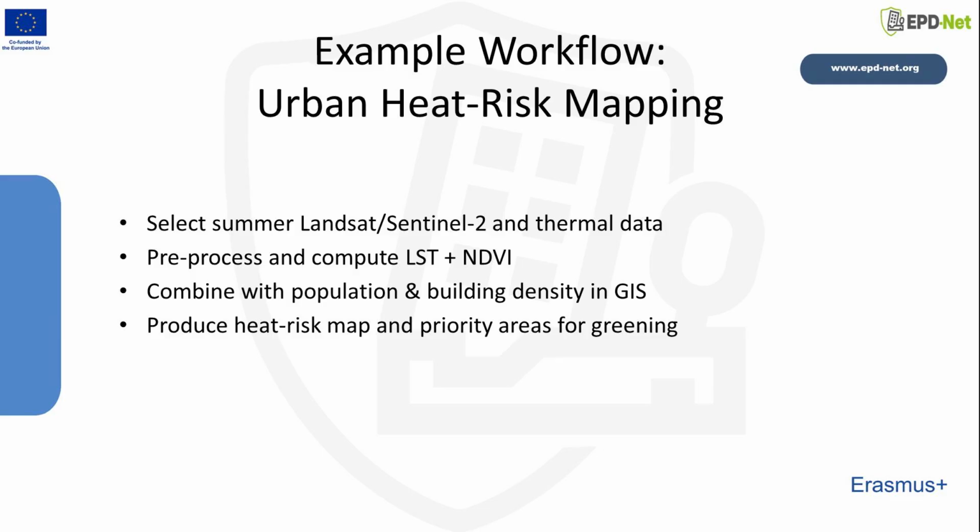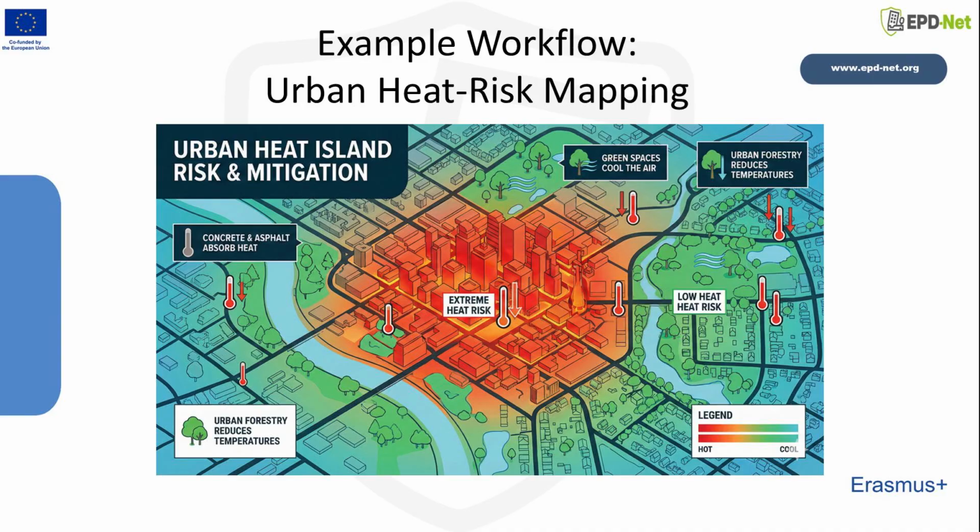These layers are then brought into GIS and combined with population density and building density data to create a composite heat risk index, for instance through normalization and weighted summation. The resulting map highlights neighborhoods where high temperatures coincide with dense populations and limited vegetation, which can be interpreted as priority areas for tree planting, park creation or other cooling measures. We illustrate how each step, dataset selection, index calculation, integration and mapping, is tied to specific planning decisions.